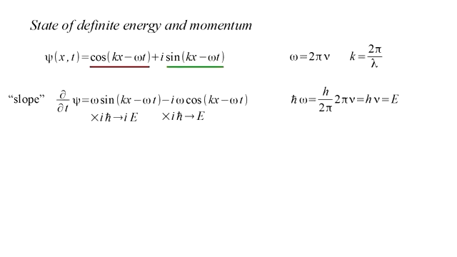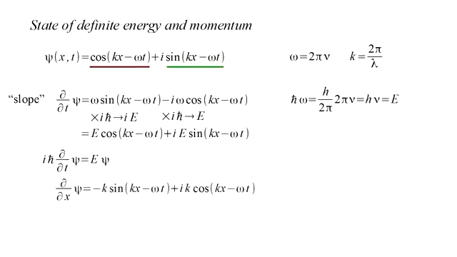If we multiply our slope through by i h bar, we end up with E times the cosine plus i E times the sine. And the final result is that i h bar times the slope of the wave function in time equals the energy times the wave function. As we've seen, this is a key term in the Schrödinger equation.